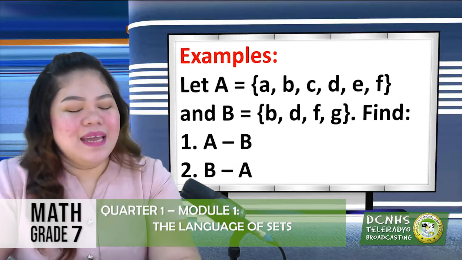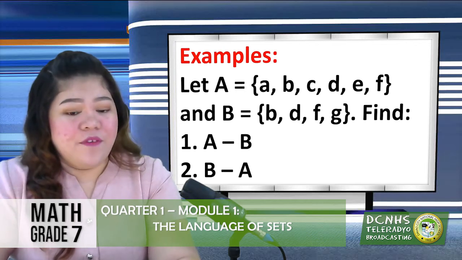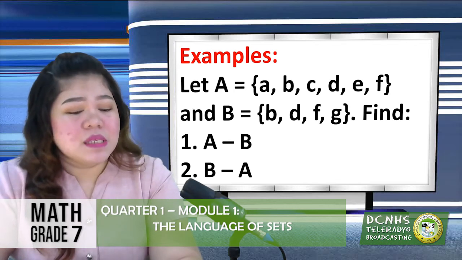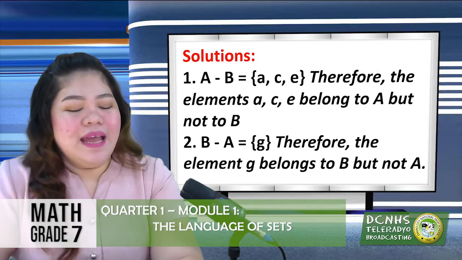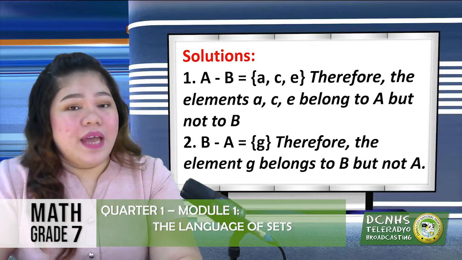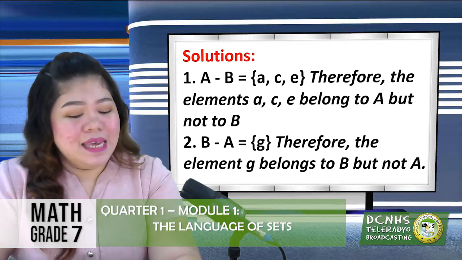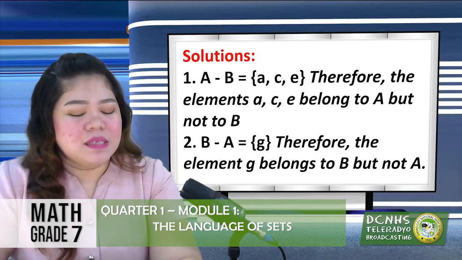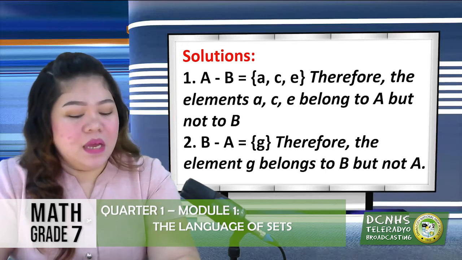Examples. Let A be the set of A, B, C, D, E, F, and B be the set of B, D, F, G. Find number 1, A minus B, number 2, B minus A. Solutions. For number 1, A minus B, we have the set of A, C, E. Therefore, the elements A, C, E belong to A but not in B. Number 2, B minus A is equal to the set of G. Therefore, the element G belongs to B but not in A.